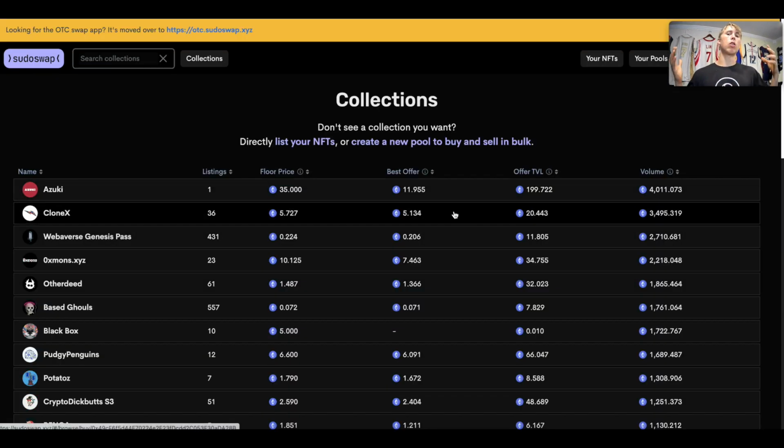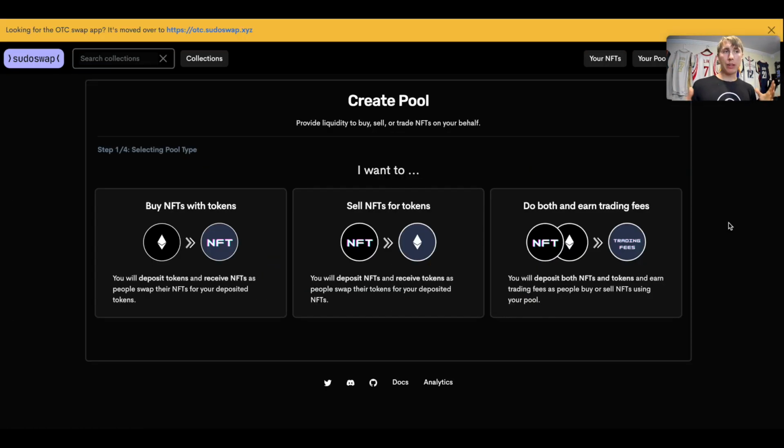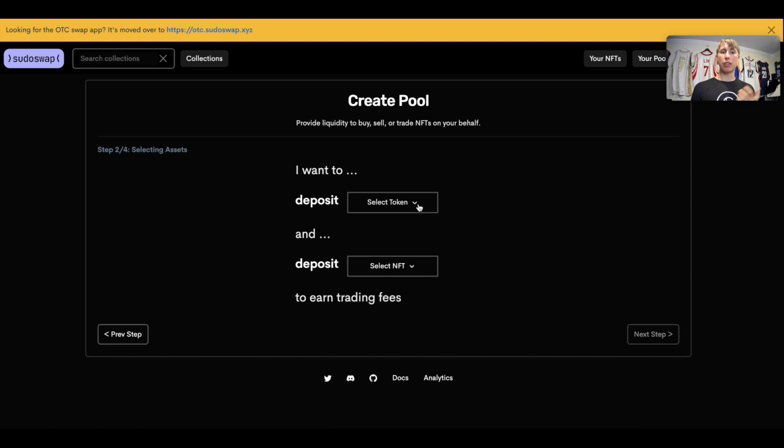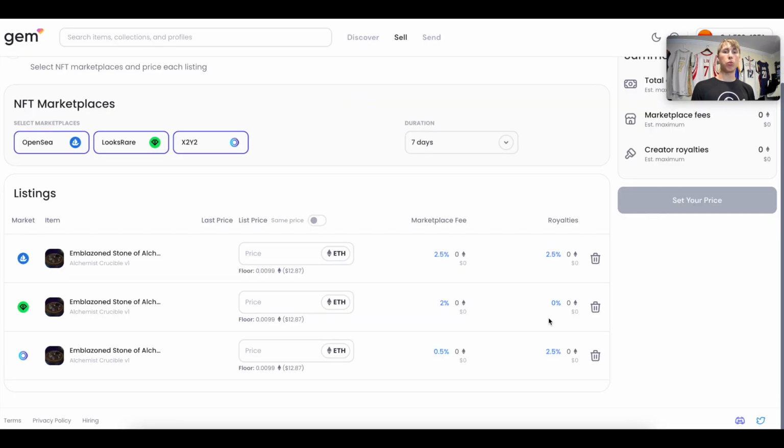There's a protocol called PseudoSwap. PseudoSwap allows you to create an LP pair with an NFT and some Ethereum. When you create this LP pair, it's similar to Uniswap. You select the token that you're wanting to deposit as well as the NFT, and then you go to the next step and it allows you to deposit these NFTs as well as ETH into the pool. The difference between PseudoSwap and something like X2Y2 and LooksRare has to do with the royalties.